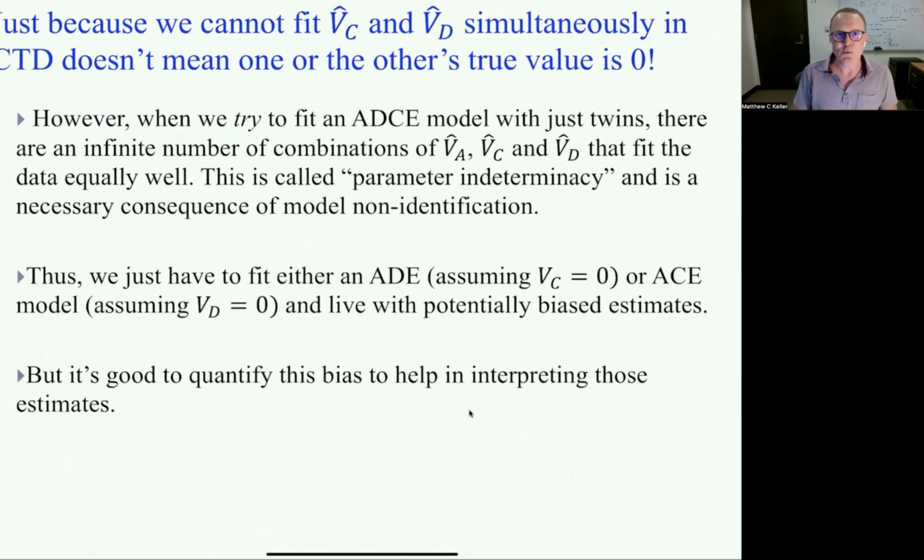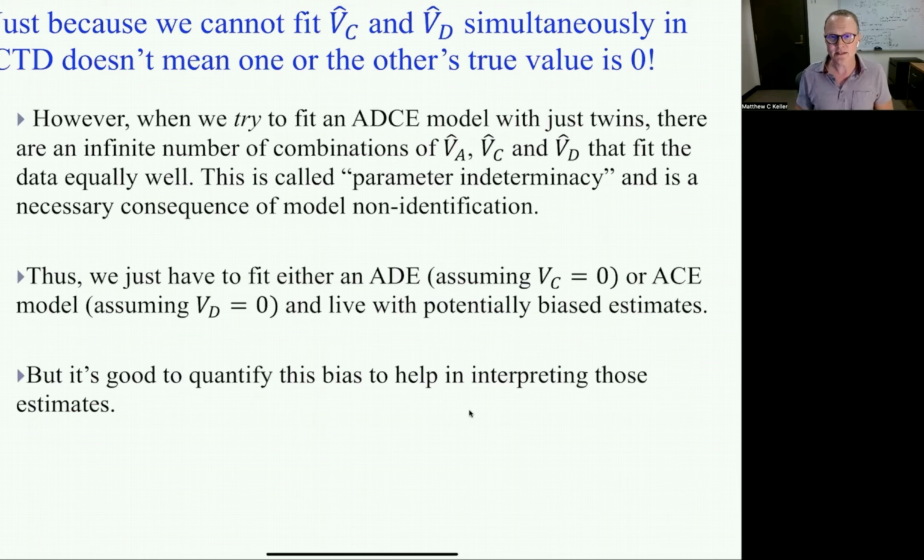Now, just because we cannot fit VC hat and VD hat simultaneously in the CTD does not mean that one or the other's true value is 0. I mean, this is one of the main points of this whole lecture. However, when we try to fit an ADCE model with just twins, there's an infinite number of combinations of VA hat, VC hat, and VD hat that fit the data equally well. This is called parameter indeterminacy and is a necessary consequence of model non-identification.